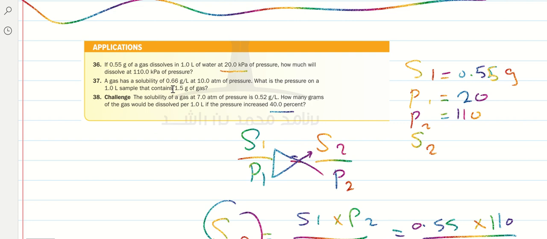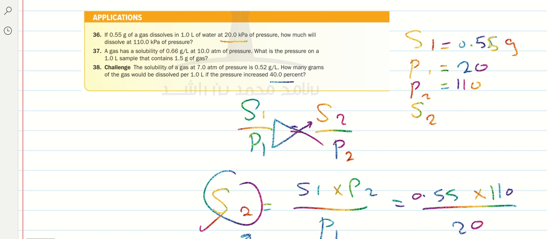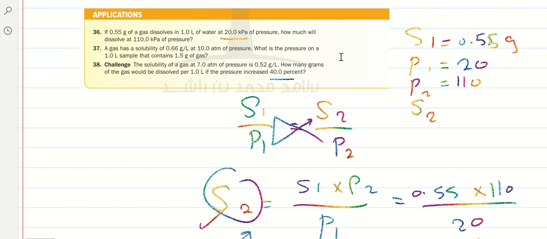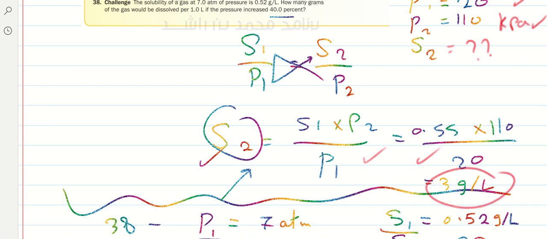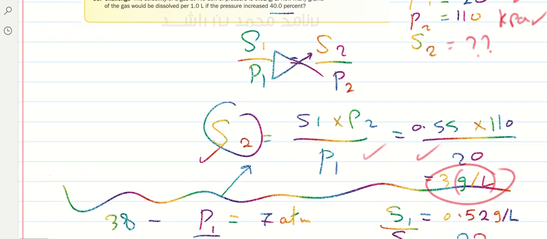Question number 36. If you have 0.55 gram of gas dissolved in 1 liter of water, so I have S1, I have P1, at 20 kilopascal P1. How much dissolved, meaning S2 is unknown, at 110 kilopascal, meaning I have P2. Just put the formula, rearrange the formula, substitute, get the final answer, and of course the answer will be gram per liter.